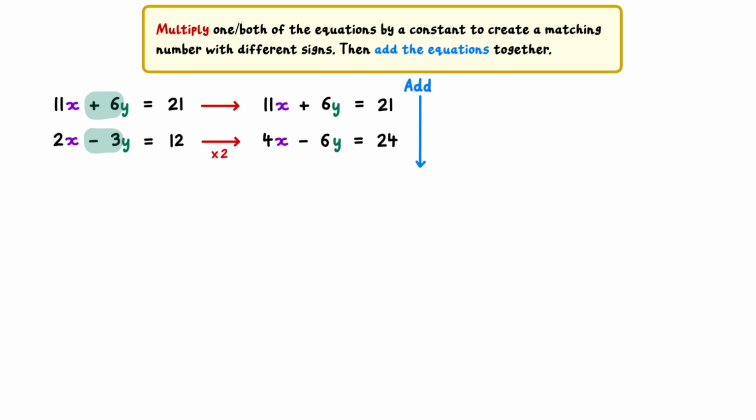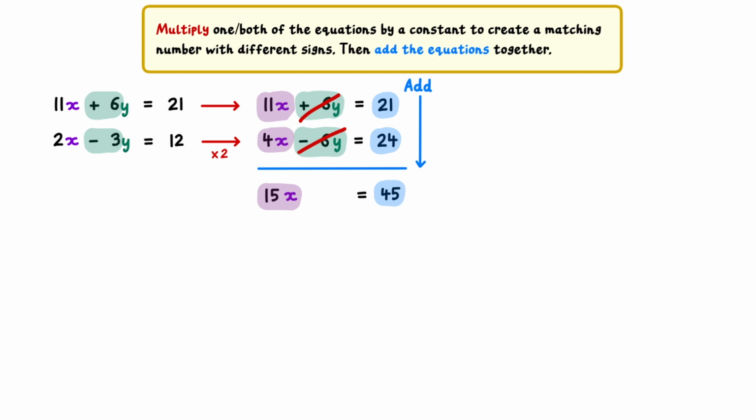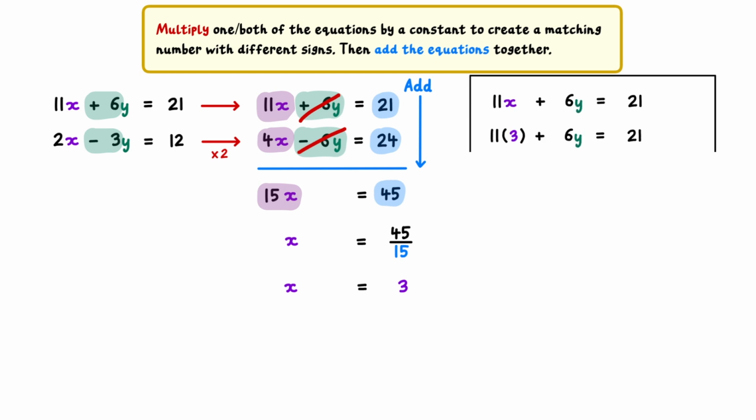Now we add the equations together. 11x plus 4x is 15x, plus 6y minus 6y is 0, and 21 plus 24 is 45. Given that 15x equals 45, we can divide both sides of the equation by 15 to find that x equals 3. To find y, we sub this value back into one of the original equations.